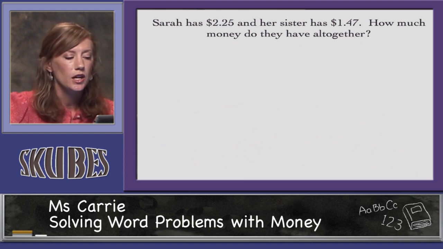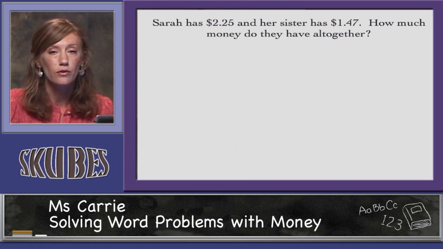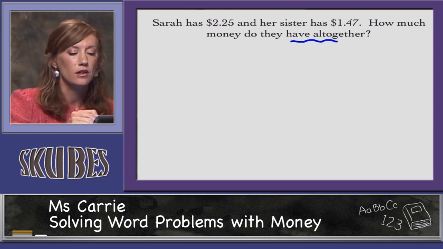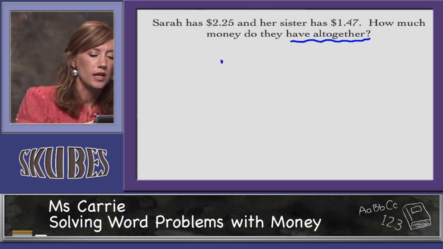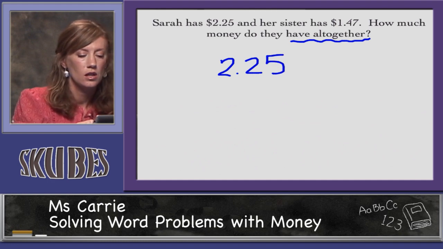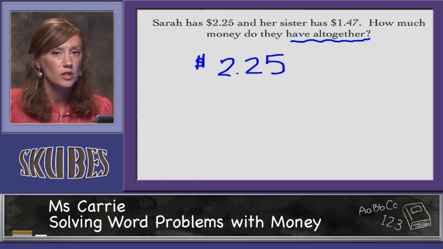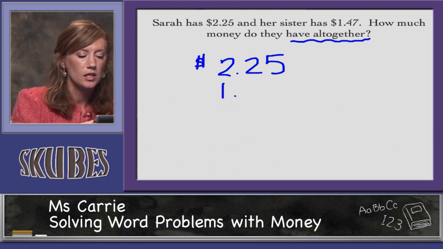This problem says Sarah has $2.25 and her sister has $1.47. How much money do they have all together? We know that all together means add. So we're going to add Sarah's $2.25. And the first one I didn't use my dollar signs. I'm going to go ahead and do that every time because it's important that we remember. And her sister has $1.47.